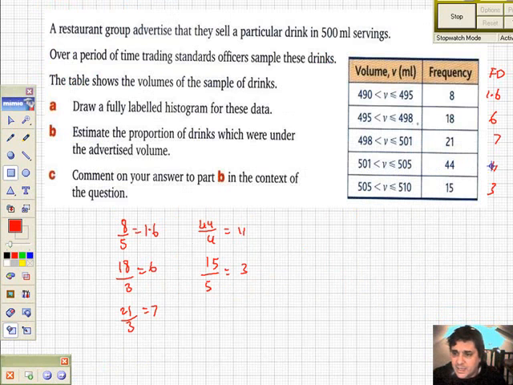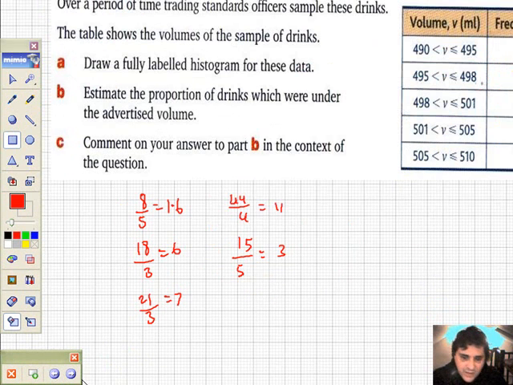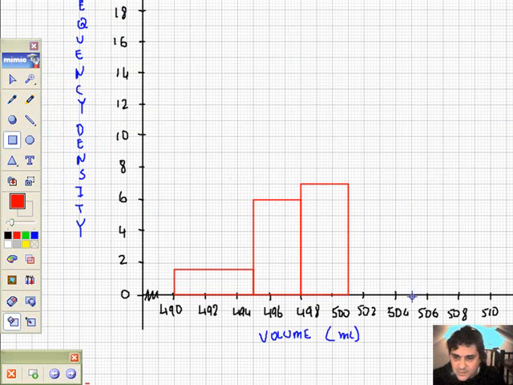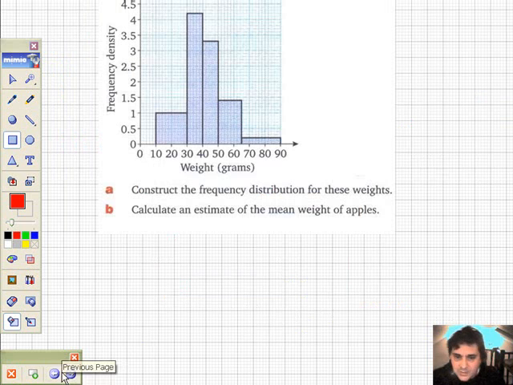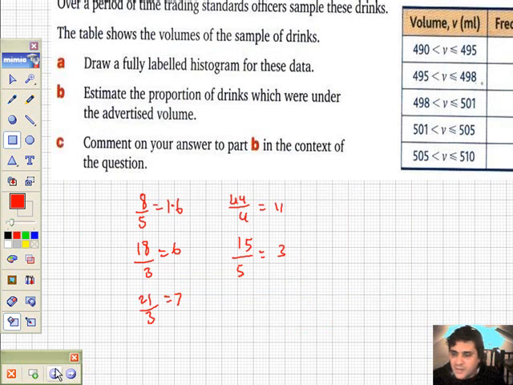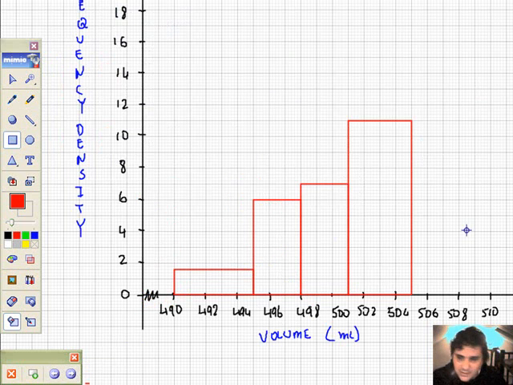Next one, 11 up to 505. 505, 11. Should be twice as big, shouldn't it? It's just so bad. There we go. It's looking good. Ish. And the last one is going to be heights of 3 and go up to 510. So 510's there, height of 3, 2, 4, 3's bang on there, isn't it? That's it. And that's the histogram with unequal bar widths for these cans of drink.